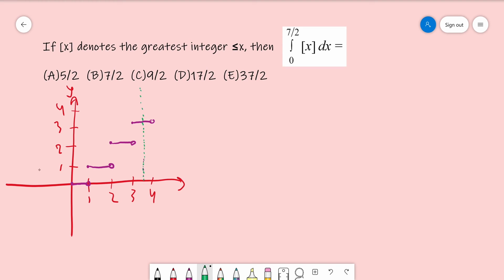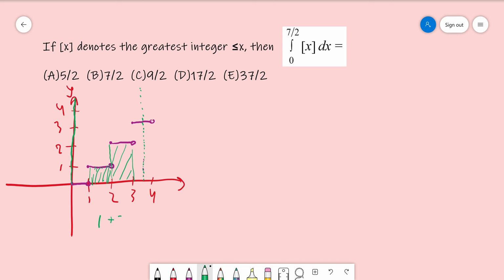Because we want to integrate between 0 and 7 halves, remember that the definite integral is just the area under the curve. So this part from 0 to 1, the area under the curve is 0, so that's not going to contribute at all. Between 1 and 2, the area under the curve is going to be just 1. And then between 2 and 3, the area of this rectangle is 2 times 1.